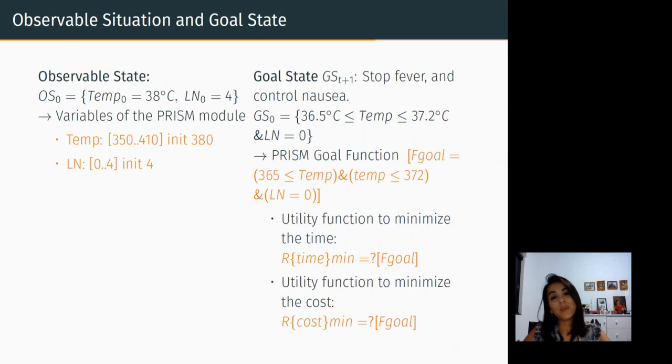And the goal state would be to stop the fever and control the nausea. So the goal state would be that the temperature should be between 36.5 degrees Celsius and 37.2 degrees Celsius, and the nausea should be 0.